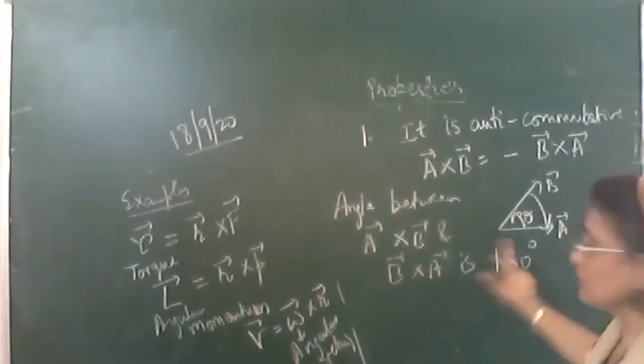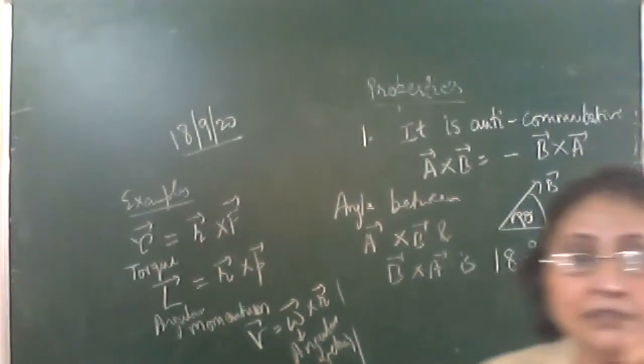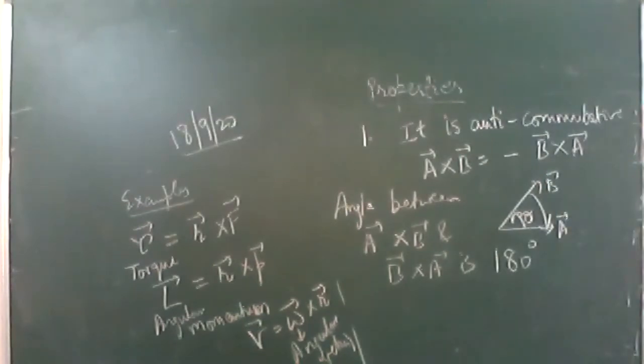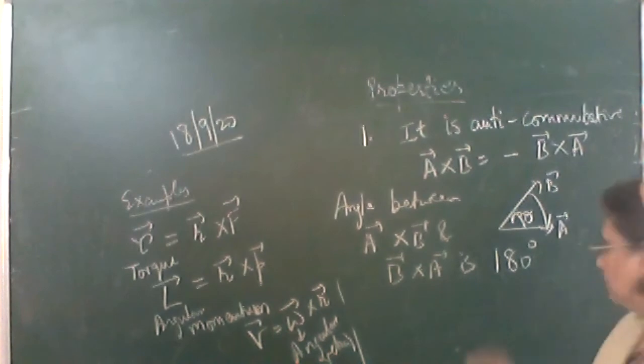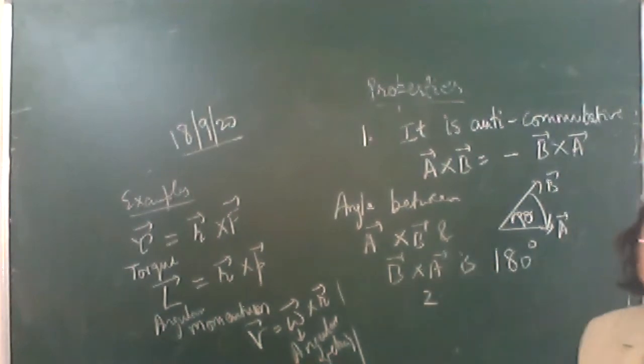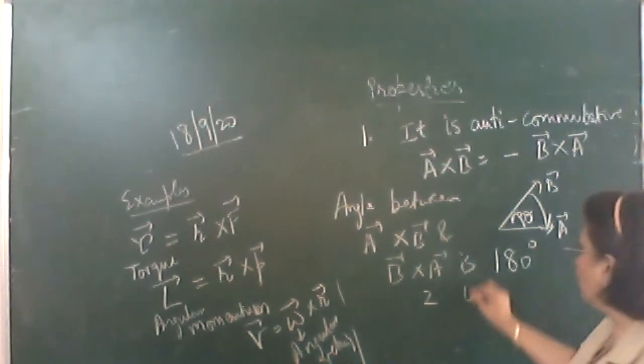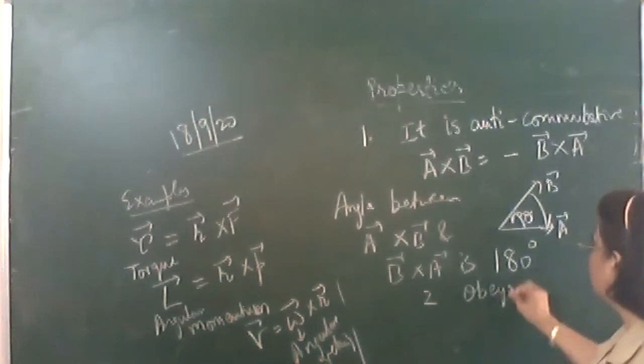Okay, so A cross B vector and B cross A vector are in opposite direction. So that is why the angle between these two vectors is 180 degree. So the first one is, it is anti-commutative. Now the next property, it obeys distributive law, the same like scalar product obeys distributive law.